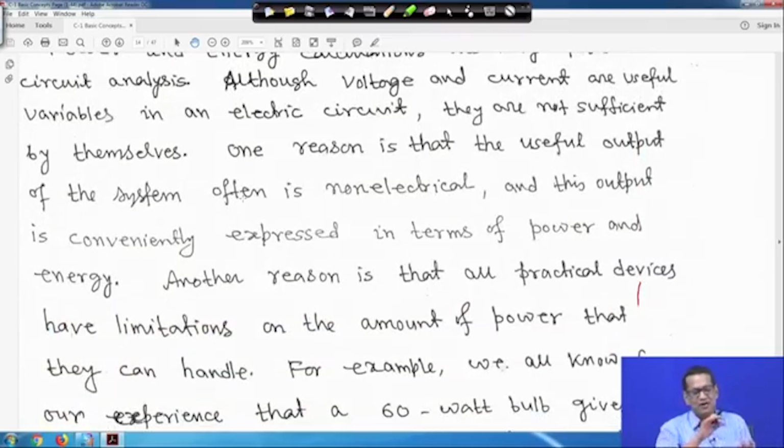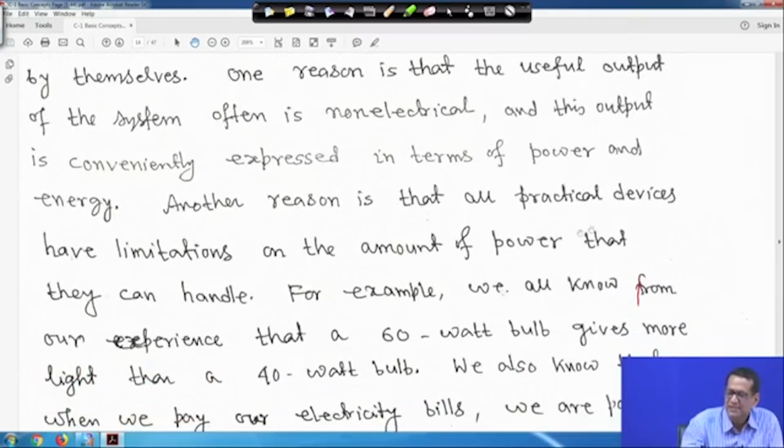One reason is that the useful output of the system often is non-electrical, and this output is conveniently expressed in terms of power and energy. Another reason is that all practical devices have a limitation on the amount of power that they can handle, maybe 40 watt, maybe 4000 watt, but it is limited, right. If you see any bulb, light or fan, you will find a specification, and one important specification is the power, right.